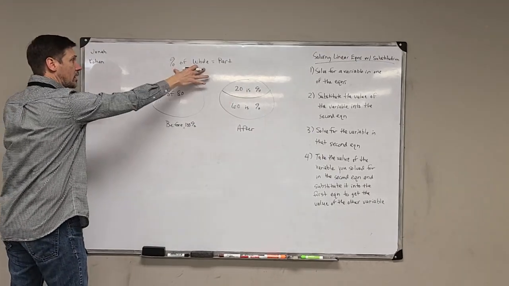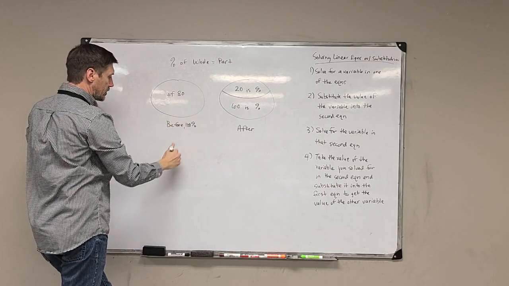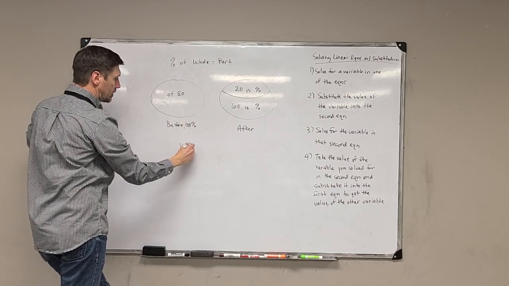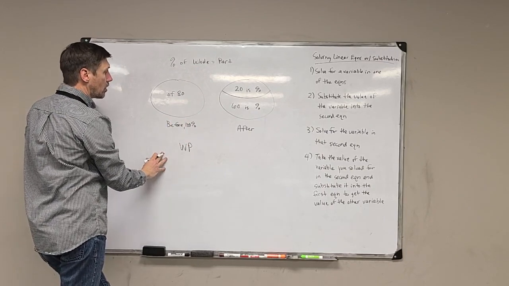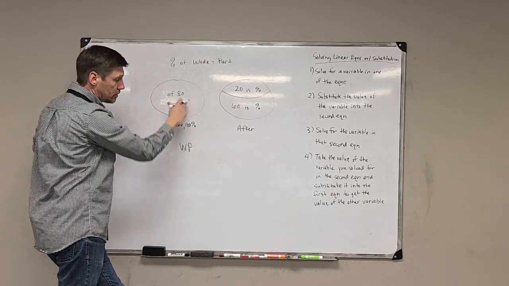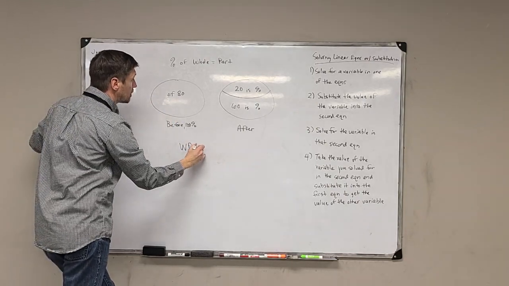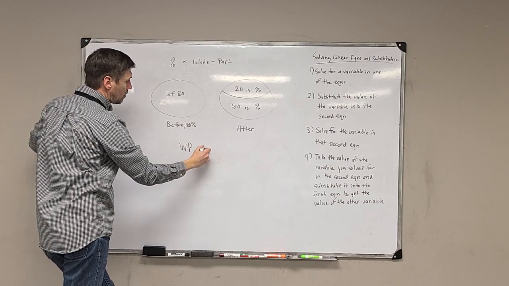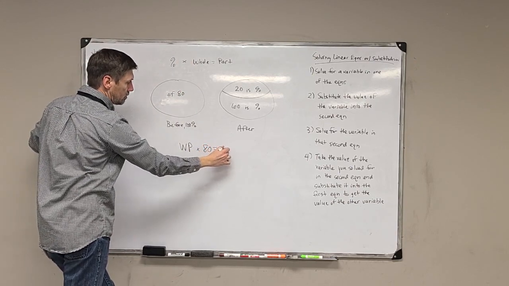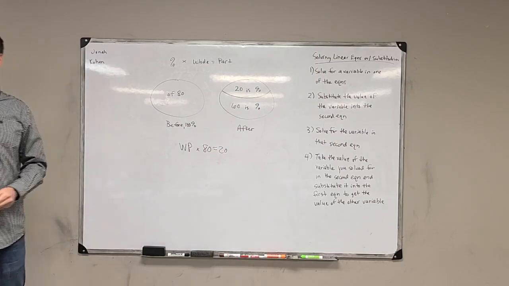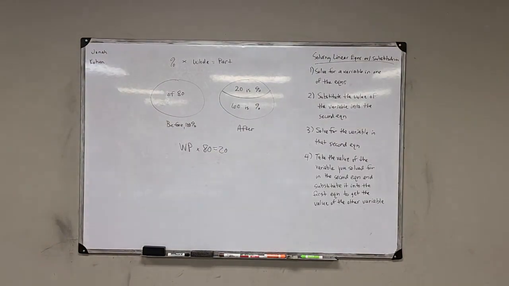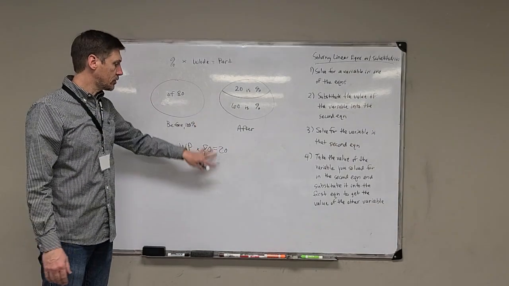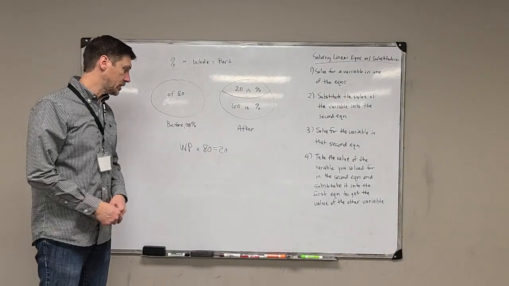So the way that we're going to write our equation now is that some percentage, right? What percent times our whole, which is 80, equals 20? Does everybody see how I'm able to write that down based on my diagram? The diagrams are supposed to help you go straight to this, right? Once you do this, it should be pretty simple.